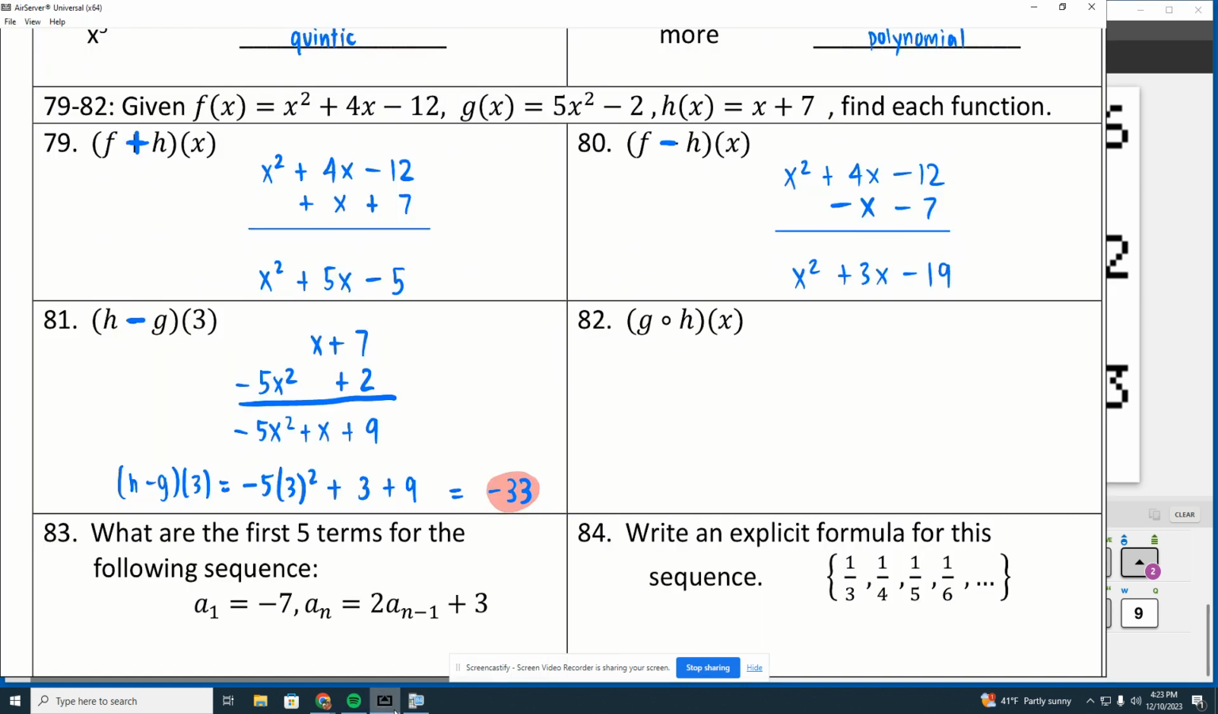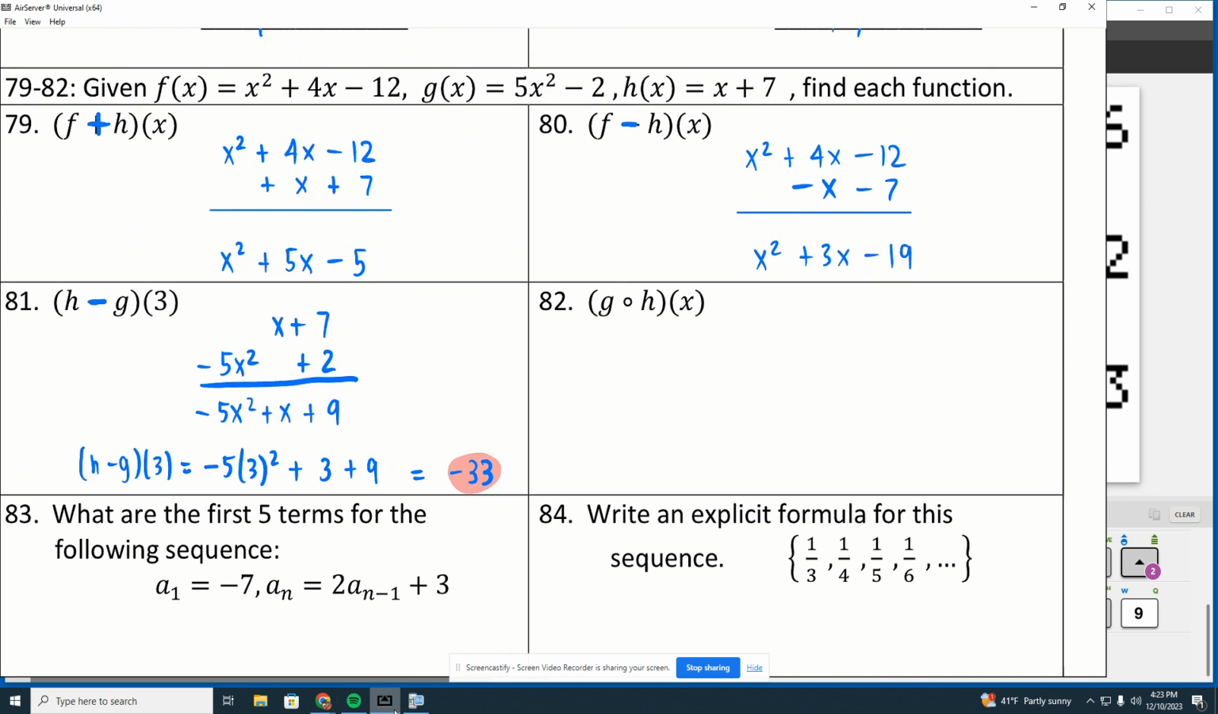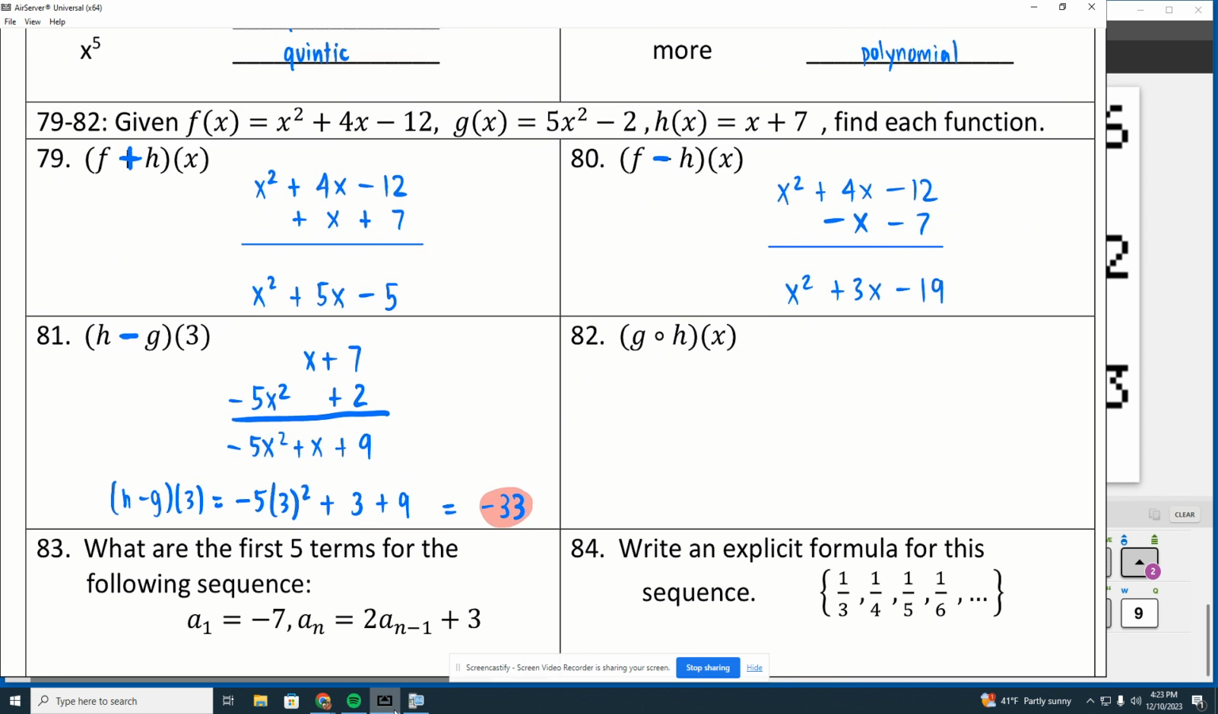All right, there's the answer. I've highlighted it so you could see it. And then the last one is the composition of functions. This one was a little bit harder for you guys. Remember, what that means is you're taking g of x and you're inserting h of x into it.